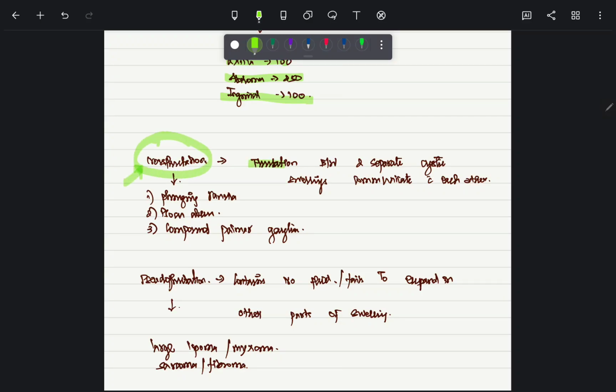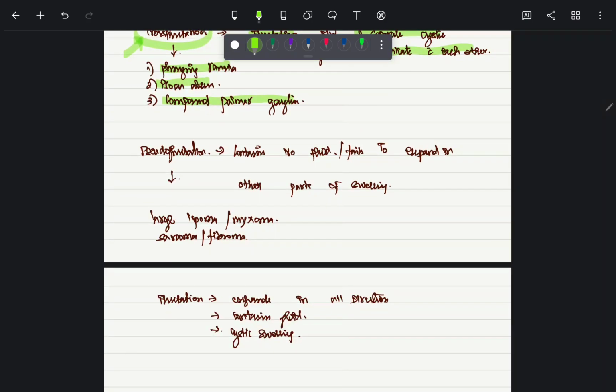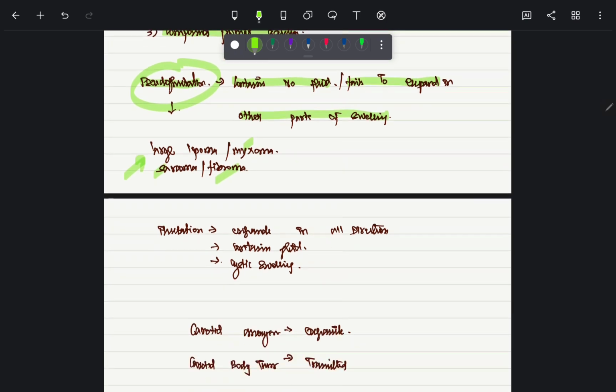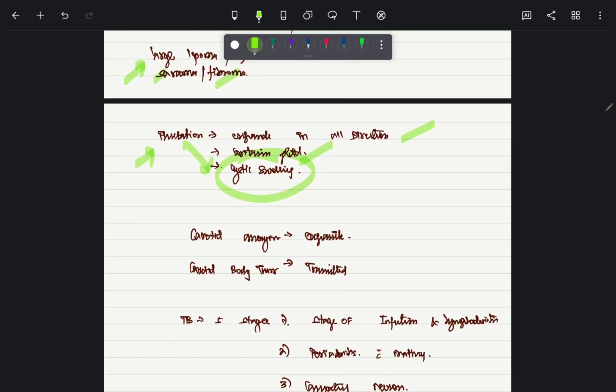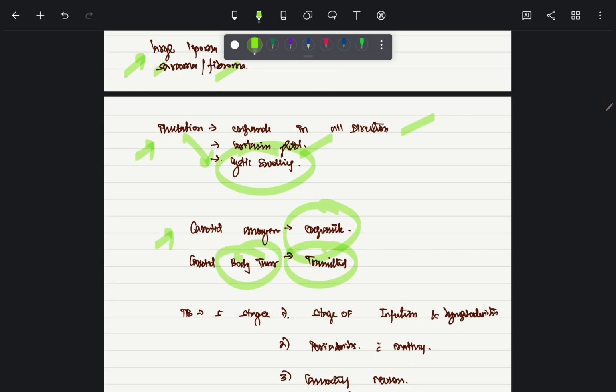It is the fluctuation between two separate cystic swellings that communicate with each other. Examples: plunging ranula, psoas abscess, compound palmar ganglion. Pseudo fluctuation contains no fluid; it fails to expand in other parts of the swelling. Examples: large lipoma, myxoma, sarcoma, fibroma. So what is fluctuation? It expands in all directions and contains fluid. Example: cystic swellings. Carotid aneurysm is expansile; carotid body tumor has transmitted pulsation.